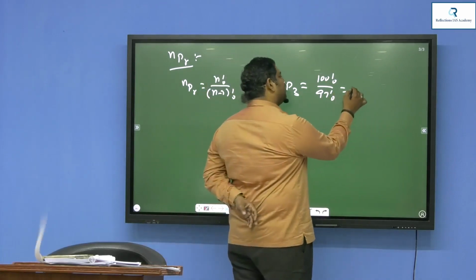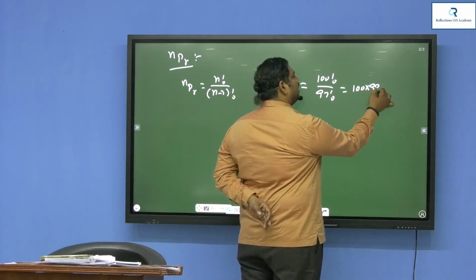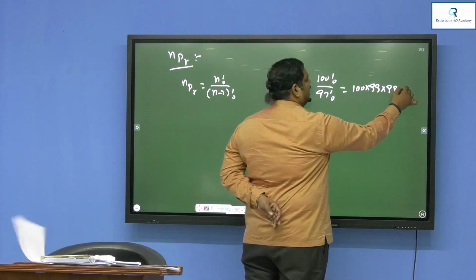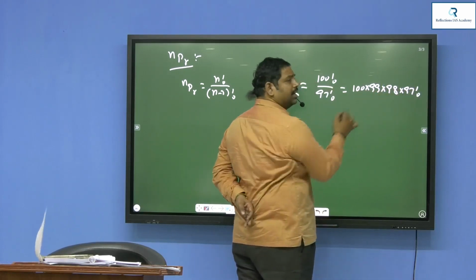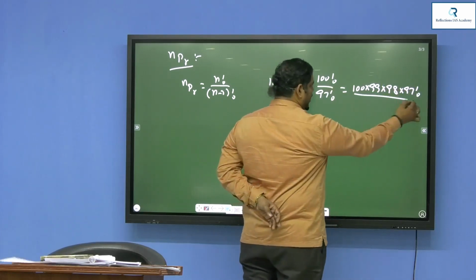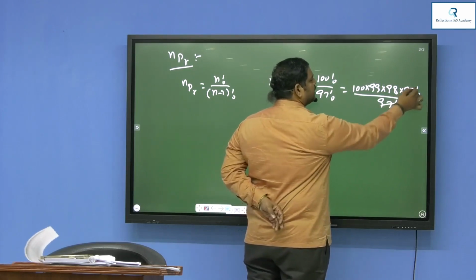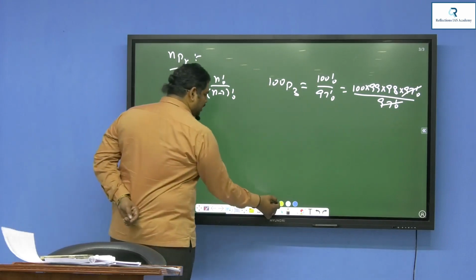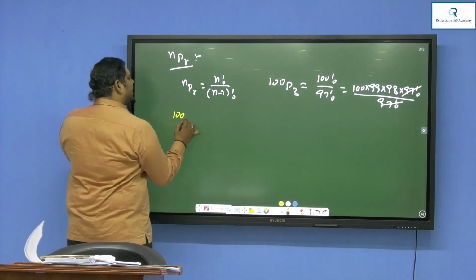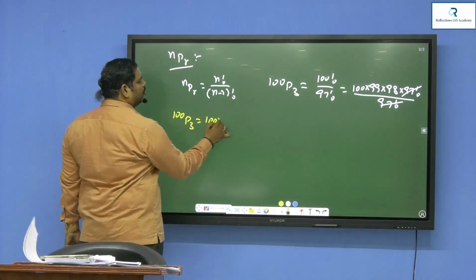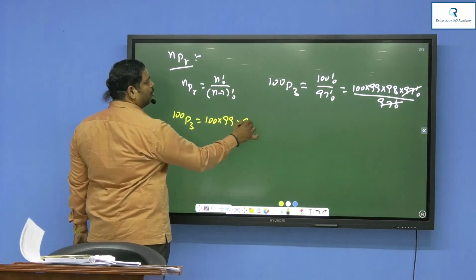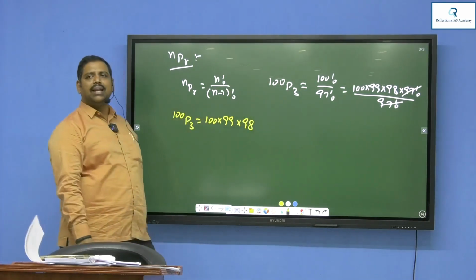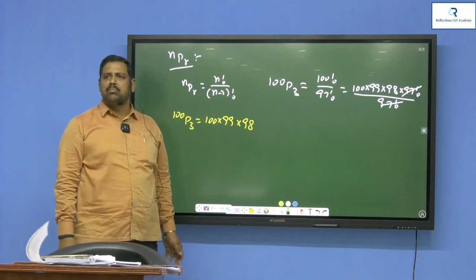What I can write is 100 factorial means 100 into 99 into 98 into 97 factorial, by 97 factorial. Sir, these two get cancelled, sir. Now what I can notice is, if you want 100 P3, I can write it as 100 into 99 into 98 only, right or wrong? Okay, next time onwards, I don't want to cancel all those things.